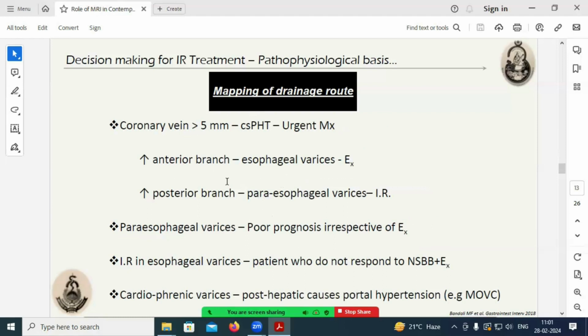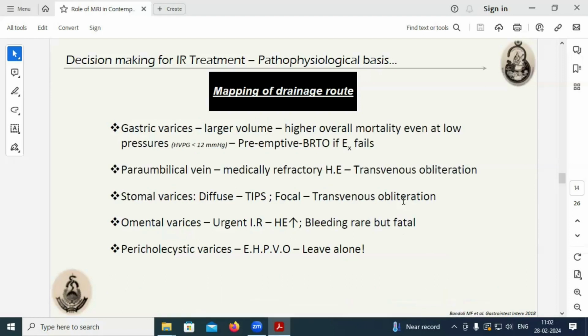If the anterior branch is involved, then obviously the esophageal varices will be more prominent and an endoscopist would get the preference for managing initially. But if the posterior branch is leading to paraesophageal varices, which are quite nasty for bleeding, in those cases you'll have to perform an IR procedure. And in esophageal varices also, if they are not responding to non-selective beta blocker therapy combined with endoscopic sclerotherapy, in those cases also, you can go in for endovenous sclerotherapy.